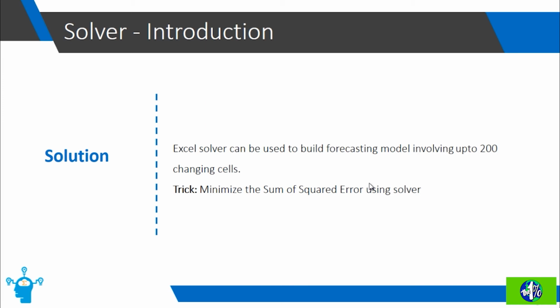Excel solver is another tool which can be used to optimize functions. The trick here is to apply solver to minimize the sum of squared errors, which is exactly equivalent to running a regression. So if you remember from the theory lectures of linear regression, we use the ordinary least squares method, which is minimizing the sum of squares. We can apply the same concept while using solver to minimize the sum of squares and get the optimum solution.